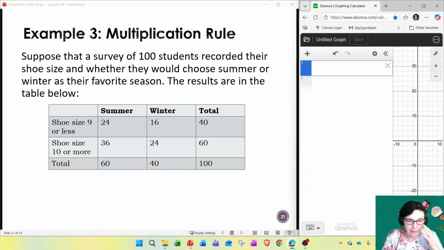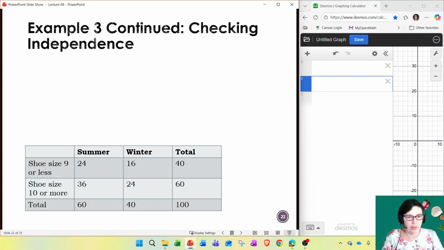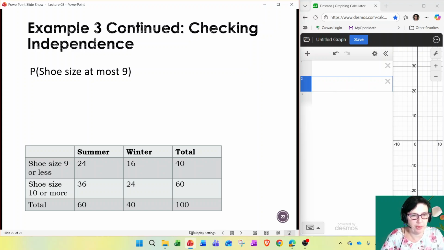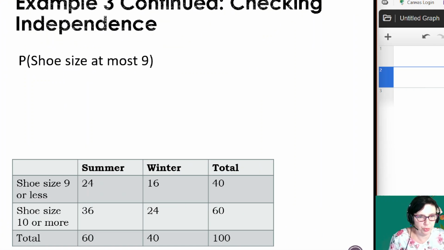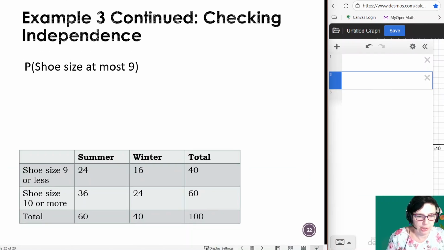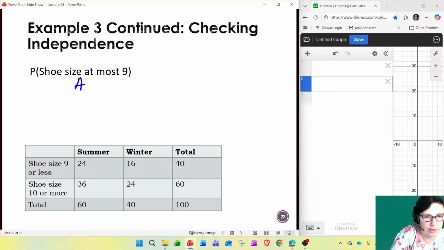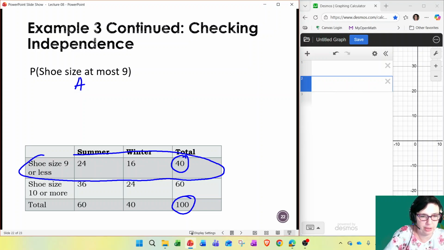If they are independent, then the test for independence must hold, right? What is the test for independence? Well, it's the probability of A multiplied by the probability of B equal to the probability of A and B. So let's compute each one. A is going to be that the shoe size is at most 9. What is the chance the shoe size is at most 9? Well, that's going to be 40 divided by 100, because everybody whose size is at most 9 is sitting here. So this would be 40 divided by 100, which is 0.4.